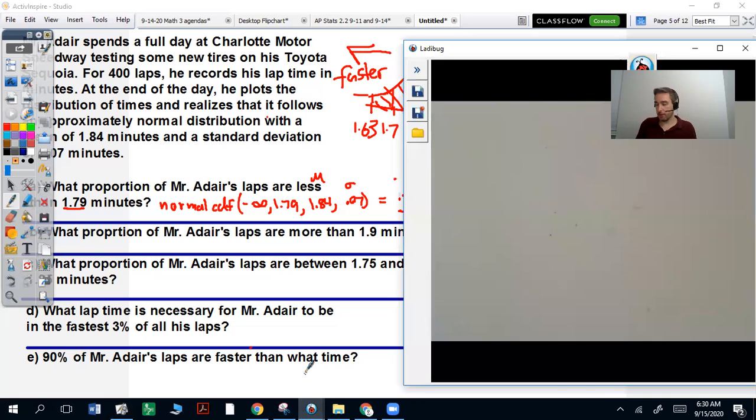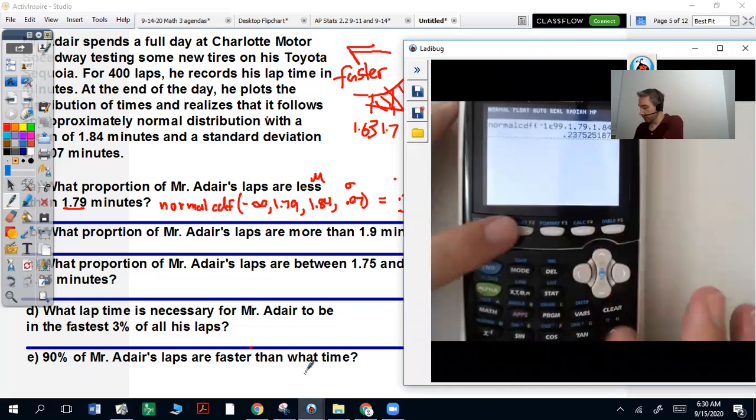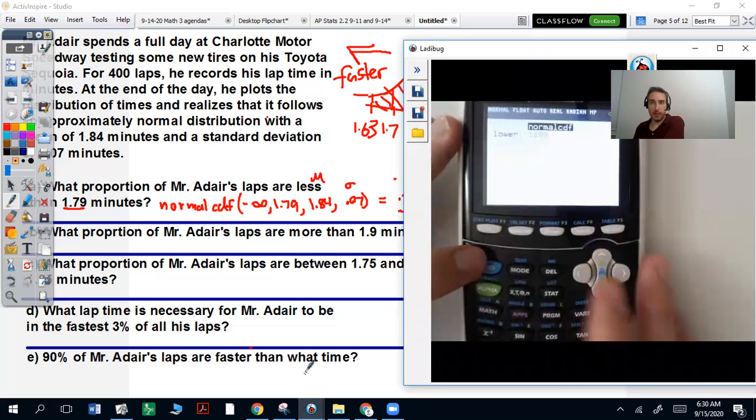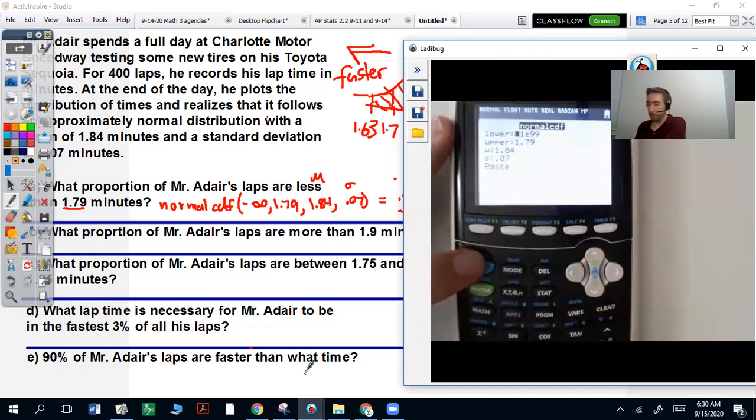So you'd write it a little bit different. You do second vars, normal CDF. Your lower bound this time would be 1.9. Your upper bound has to be positive infinity, so you do +1 E99.